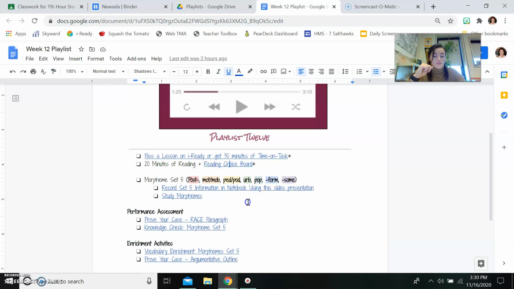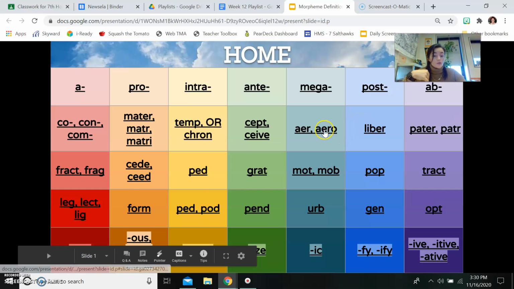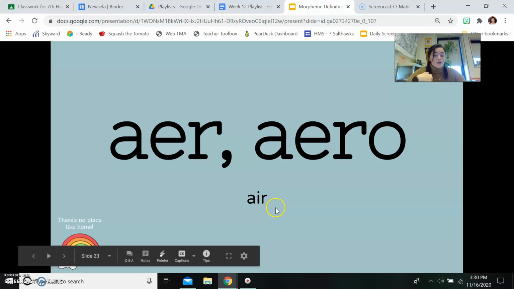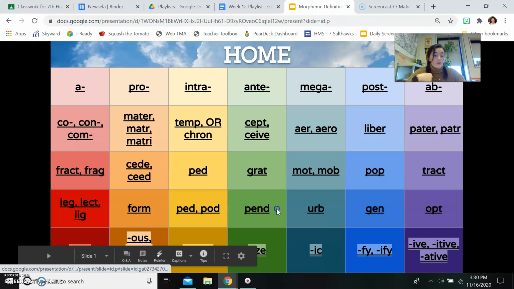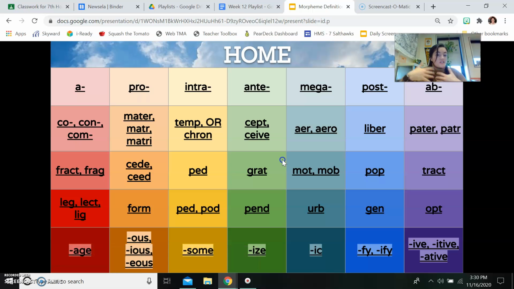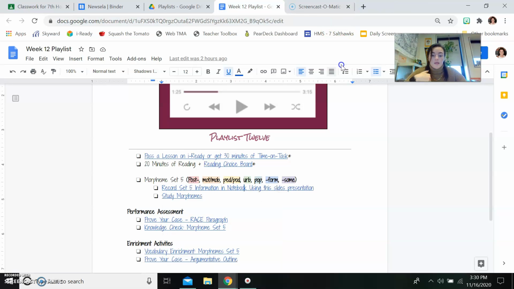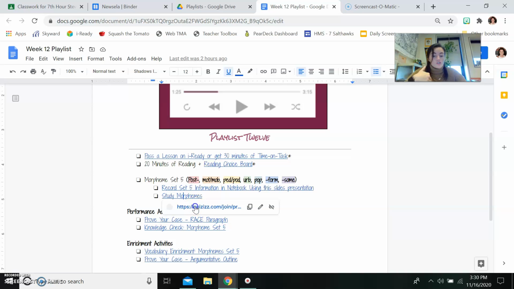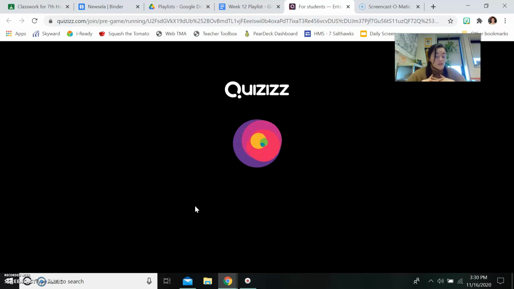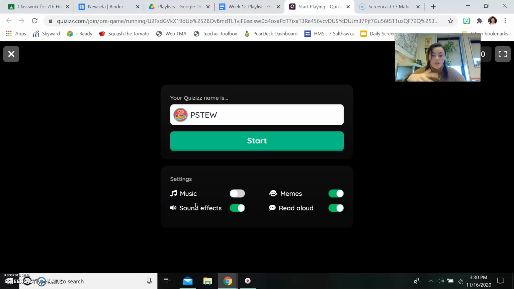We're moving on to Morpheme Set 5. As always, here is that slide that you guys can use to find definitions of your word. You just find the word you need, click on it, write down the definition, and then the rainbow takes you home. So this is where you get your definitions. Make sure you write them down, try and study them a little bit. And then you have your study morphemes, which takes you to quizzes. The link should work. If it doesn't, please let me know. You put in your name and you just go about studying for your quiz.